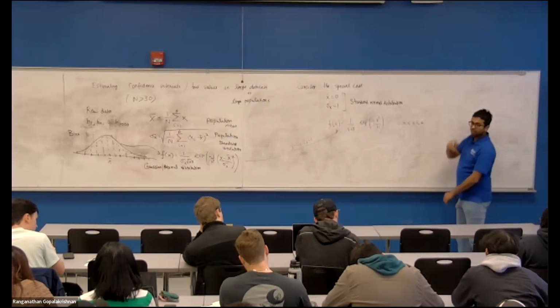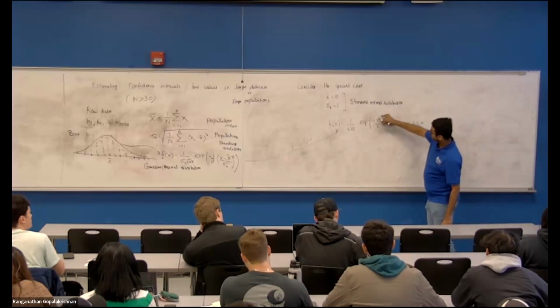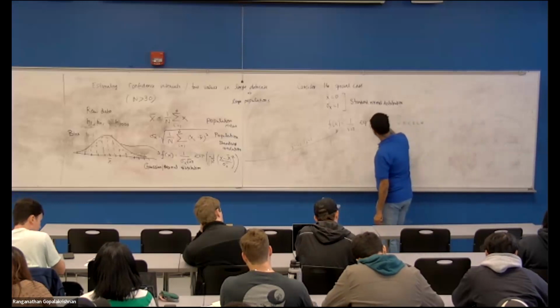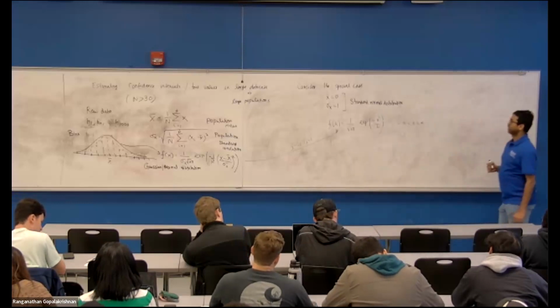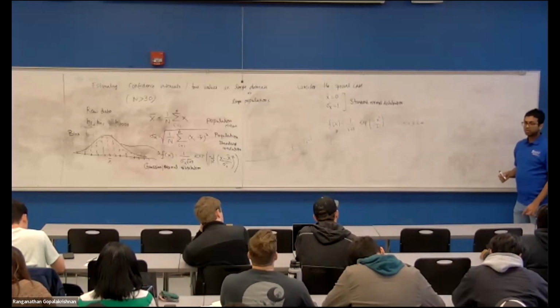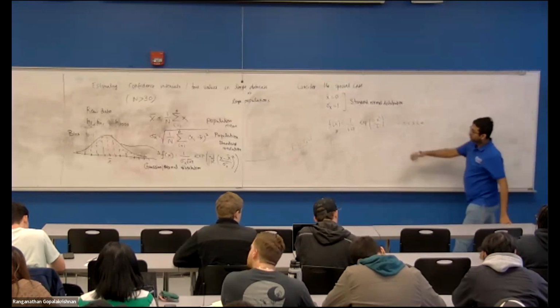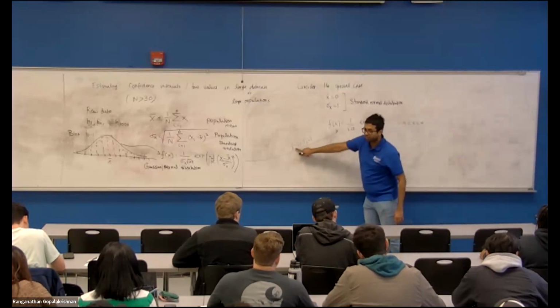Is that negative x squared? Negative x squared. Like x bar, just x. Sorry, it's not x bar, it's just x. X bar is 0. We set x bar to 0.